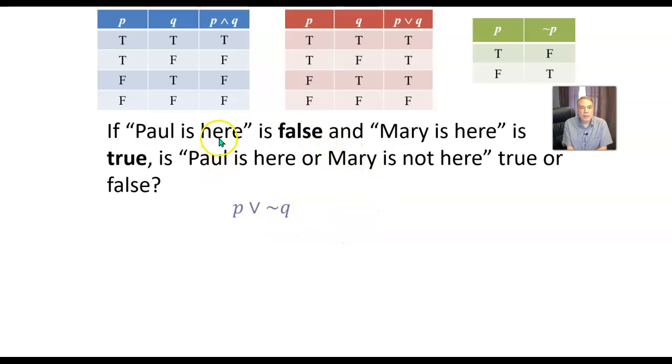P, that is "Paul is here," has the value false. "Mary is here" has the value true. So this would be false or not true. Well, not true would be false, and then false or false equals false. So that's the value of the whole thing. "Paul is here or Mary is not here" is false.